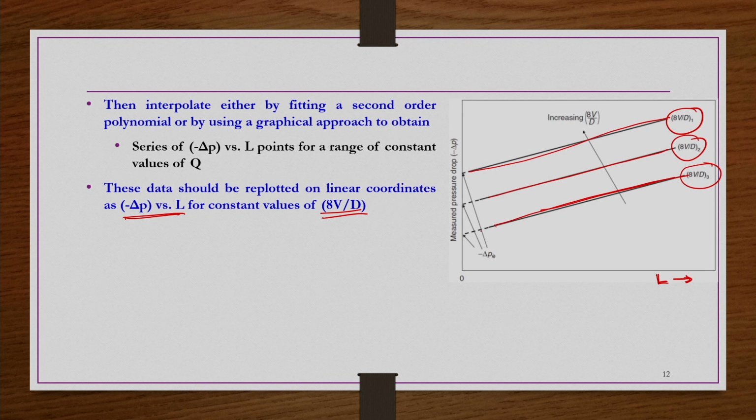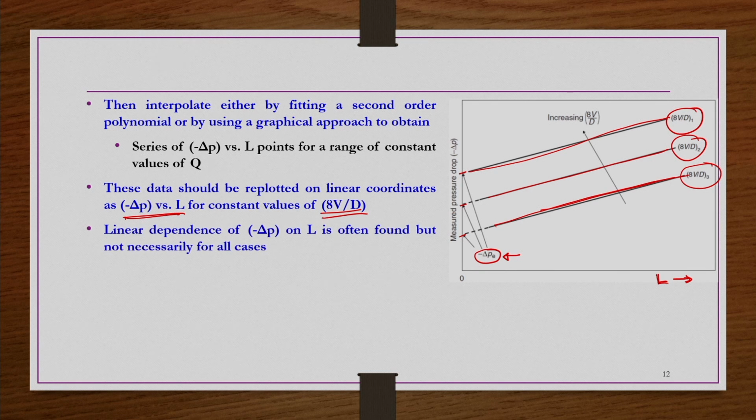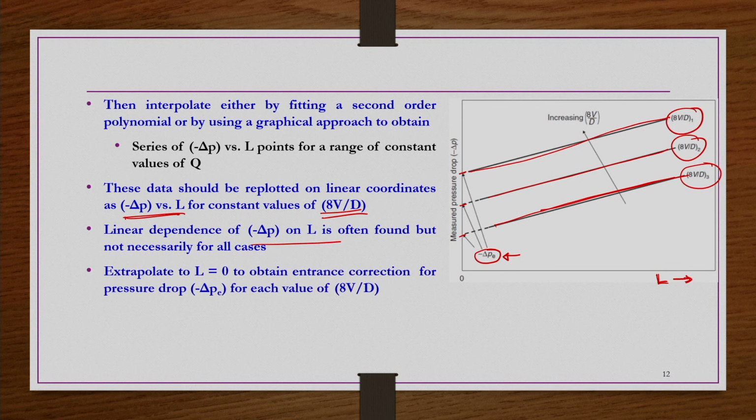Then what you do is extend these lines to L equals 0 to get the intercept on the y axis. These intercepts give the extra pressure, the increased pressure at the entry point. Linear dependence of minus delta p by L is often found, but not necessary for all cases. That also depends on different situations. Then extrapolate to L equals 0 to obtain the entrance correction for the pressure drop, minus delta p e, for each value of 8 V by d.